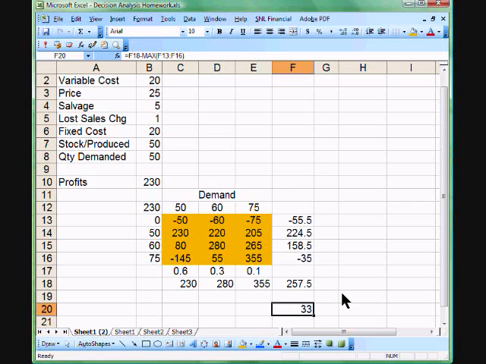So what we have here is called the economic value with perfect information. Right here, this is our best economic value of these different strategies. And the $33, what is that? That's the value of the perfect information. So if anybody asks you what perfect information is worth, now you know how to calculate it.